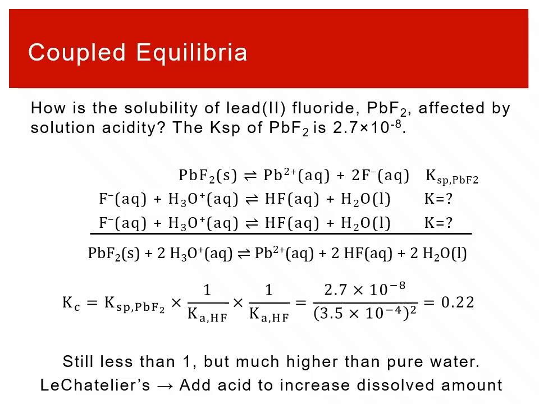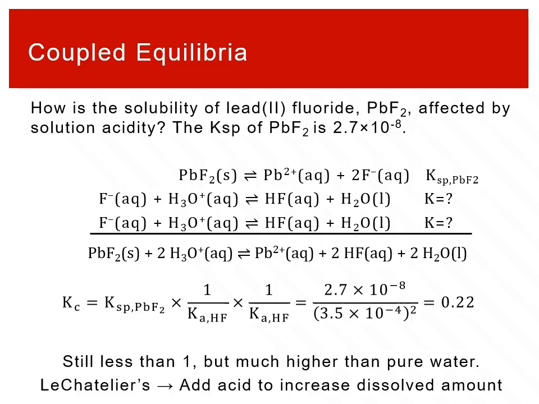So we can see that with this lead 2 fluoride, because it is a basic salt, if you make your solution acidic, it will have an increased solubility. We can see our equilibrium constant for this dissolution in an acidic solvent. It's now 0.22. It's still not great, right? It's less than 1, but importantly, it is much higher than 10 to the negative 8th, right? So you have a lot more dissolving.